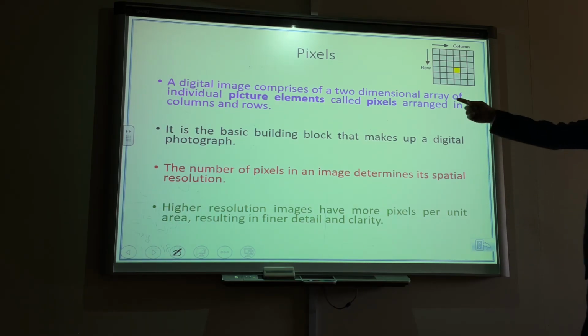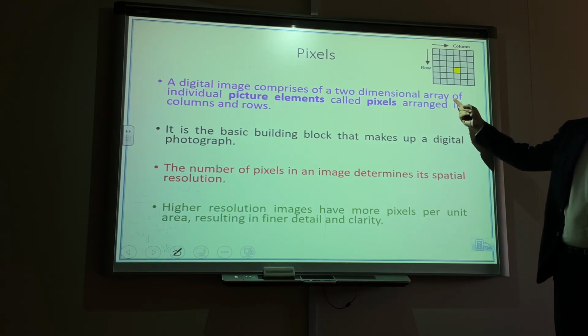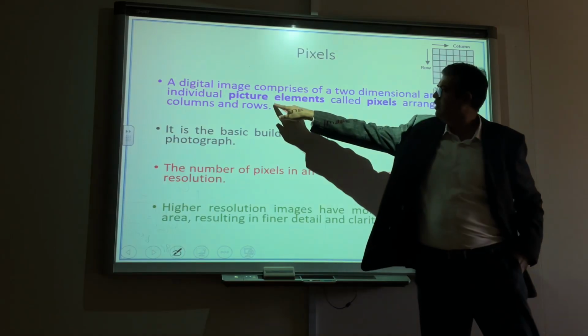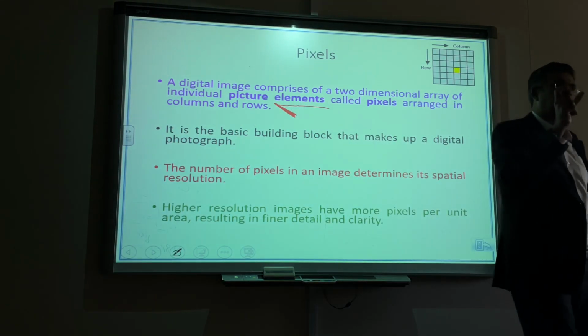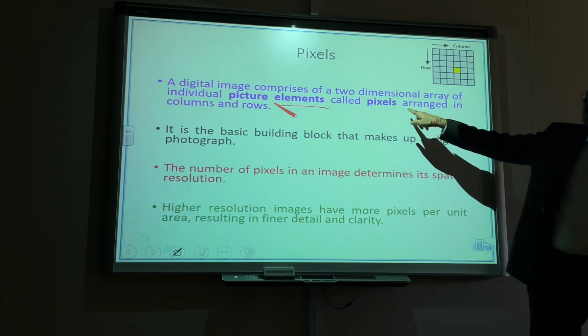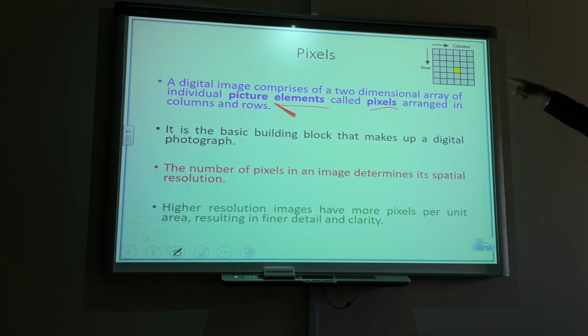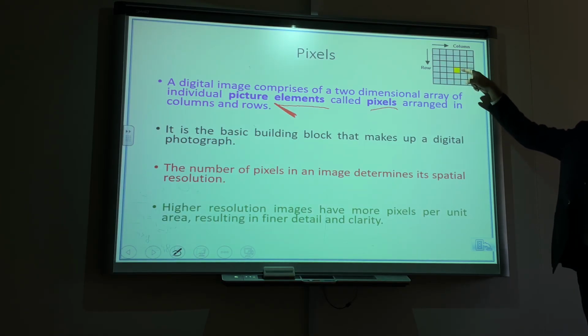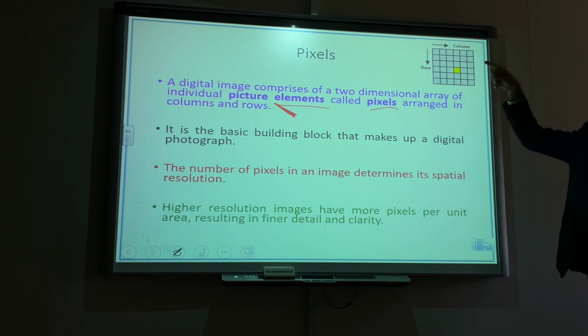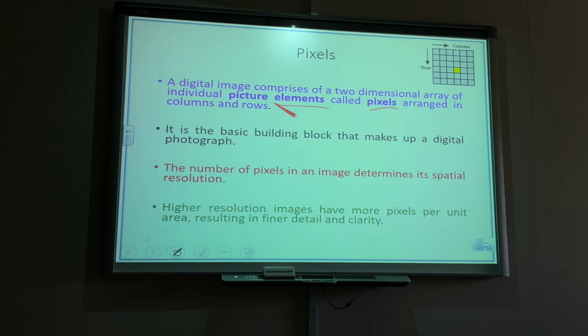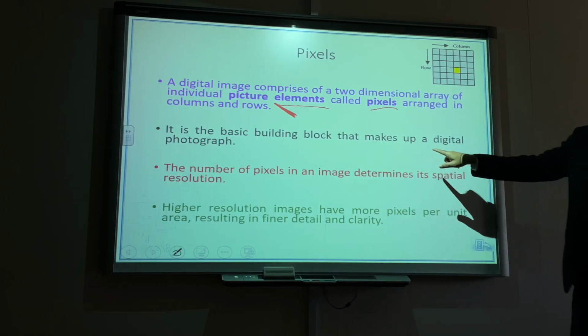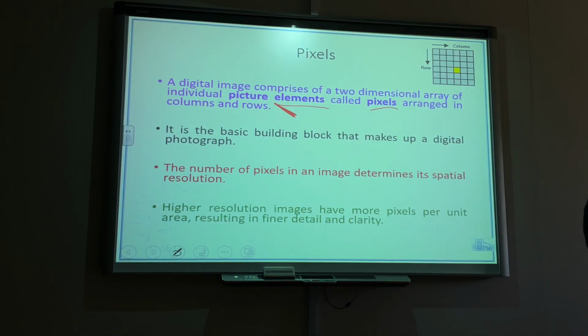A digital image comprises a two-dimensional array of individual picture elements. The short form of picture element is pixel. You have rows and columns, and each pixel will have a value. That value is for the brightness, or how much of a particular wavelength of light is reflected. So the pixels are the basic building blocks that make up a digital photograph. The number of pixels in an image determines its spatial resolution.